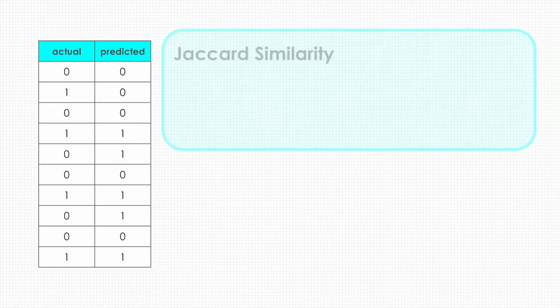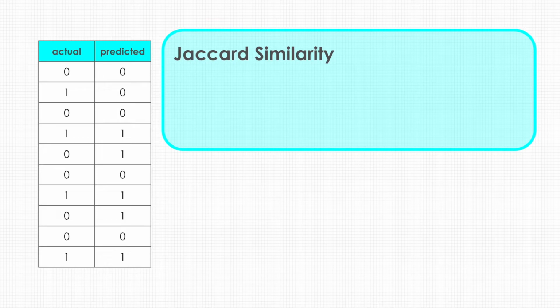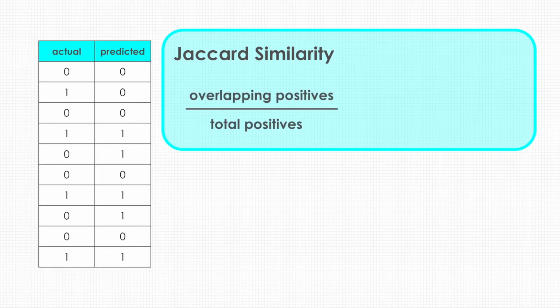Oftentimes in classification problems, it's most important to correctly identify positive observations, or those with a class label of 1. Jaccard similarity focuses on this positive class. It measures the number of overlapping positives divided by the total number of unique positives in either the actual or predicted set.